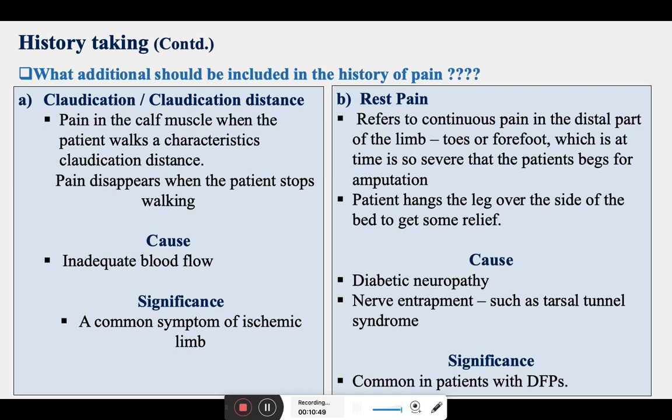Now, the principle is by doing so, the blood pressure, which had come down in the lying down position, goes up. And once it goes up, the pain which was there decreases. The commonest cause is diabetic neuropathy, or it may be nerve entrapment syndrome. Like in the wrist, we have carpal tunnel syndrome, there is a condition which is called tarsal tunnel syndrome. And the significance, it is common in diabetic foot patients.